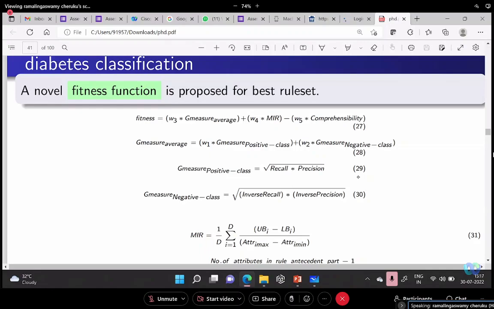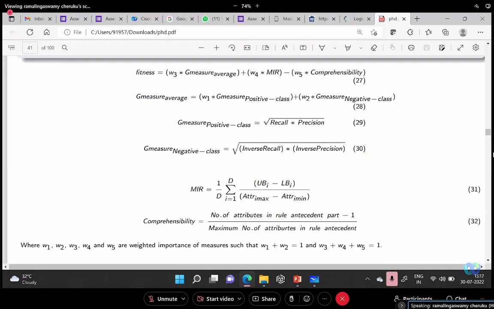Then MIR, mean interval range. What should the ranges be? The ranges mean the lower bound and upper bound. So what are the ranges of your features? You should also fix them very properly. And comprehensibility talks about the length of the rule. So this also we should minimize.